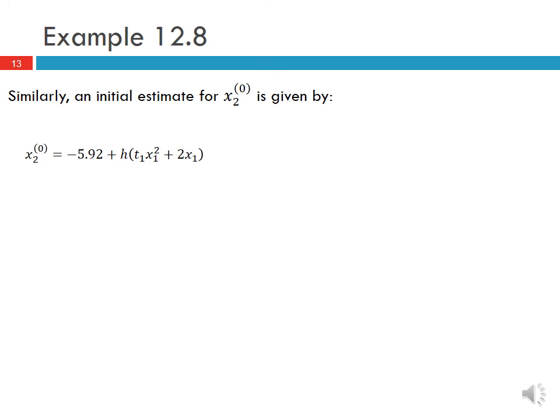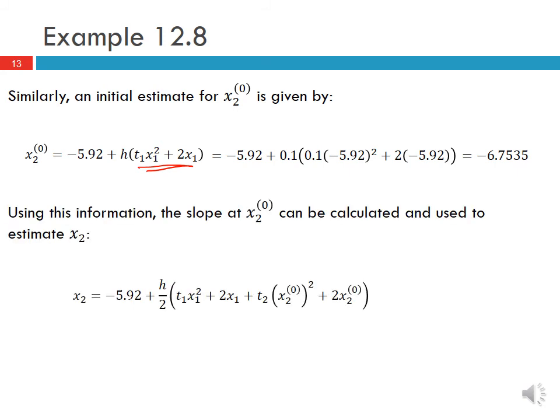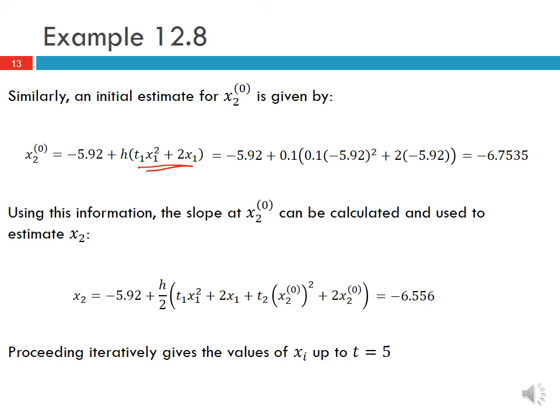We can do the same thing for the next estimate. Now we find this intermediate value x_2^(0) by evaluating our function at t1 and x1. Plugging in our values, we get that x_2^(0) is minus 6.7535. And we can use this information along with our values at time step 1 to calculate our x2. When we plug in all the values, we get that x2 is equal to minus 6.556. And we can proceed iteratively to give the values up to t equal to 5.